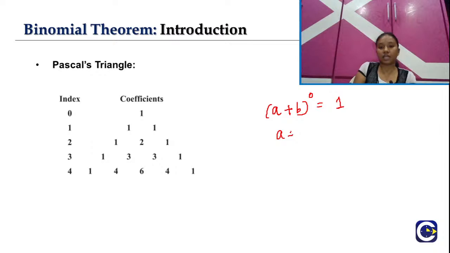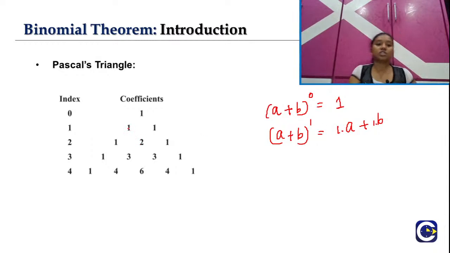And for the next one, (a + b) whole power 1. That is a + b. So what are the coefficients here? So 1 into a and 1 into b. So let's write it. We are trying to form a triangular shape so that it is easy for us to remember. Right. So here 1 and 1 here.